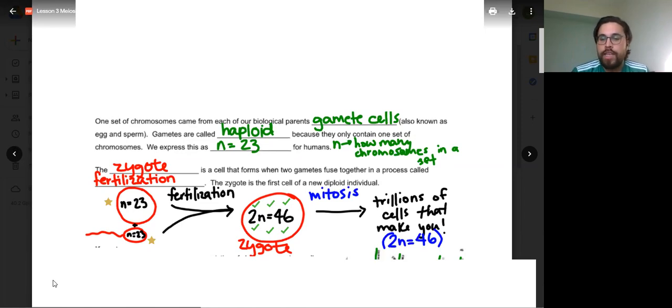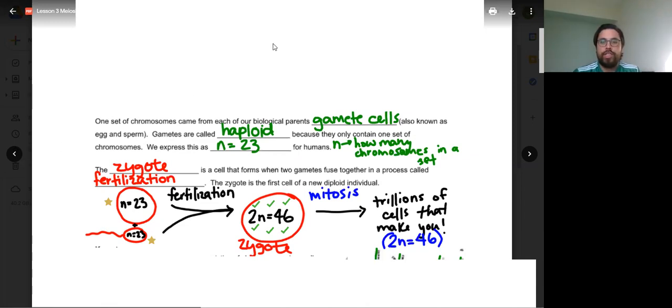So this process allows for that genetic diversity that we'll be using as our main focus for this unit and next to occur, because it takes half of our DNA from mom, half of the DNA from dad, and it makes a brand new individual as a result. That zygote then goes through mitosis to form the trillions of cells that make up you.